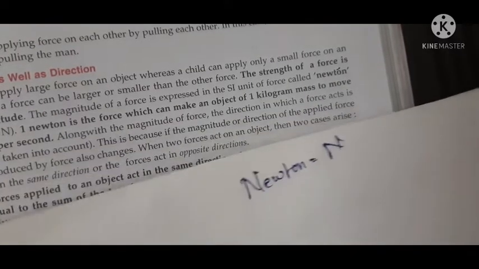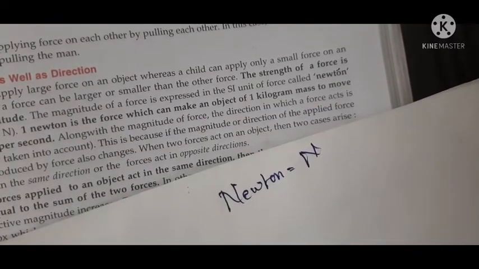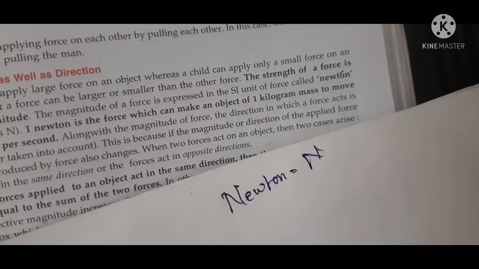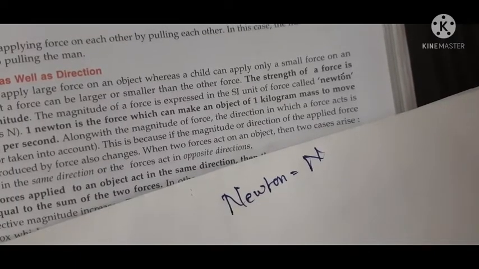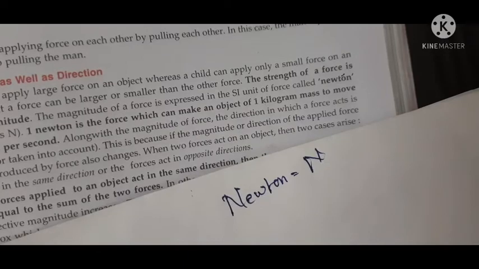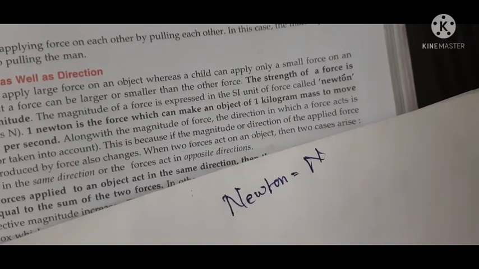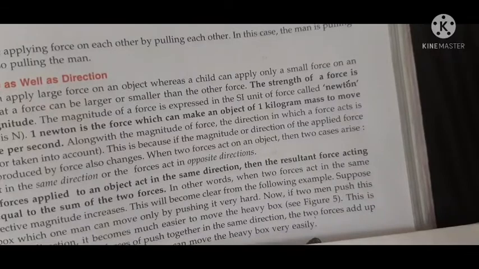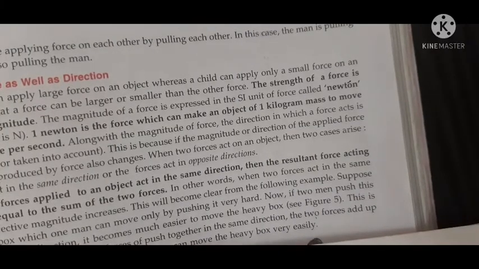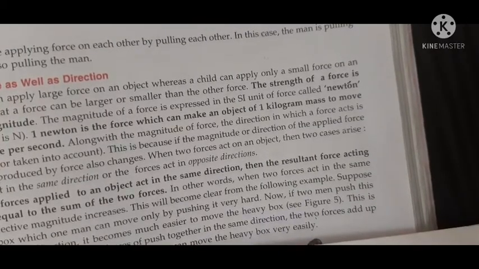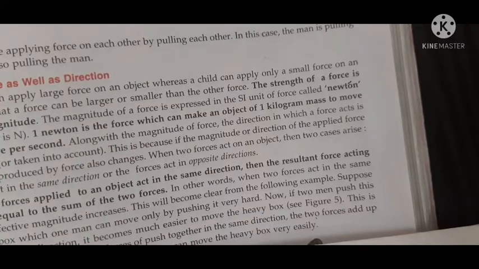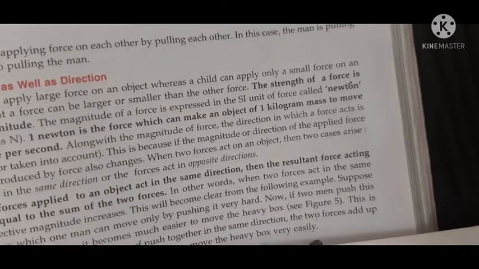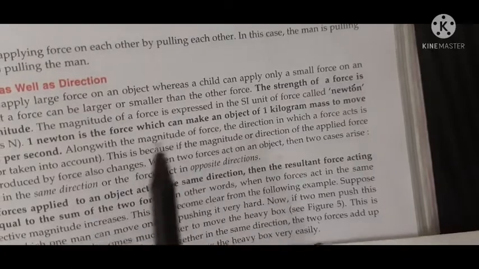And what is magnitude? Magnitude tells us the strength by which the force is applied. So the force applied by a larger object will be more and by a smaller object will be less. Please underline this: the strength of a force is expressed in the magnitude, and force also has a direction. So whichever direction the force applied is more, the object will move in that particular direction.